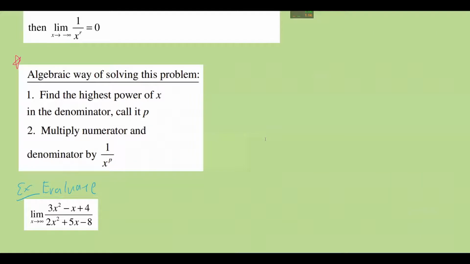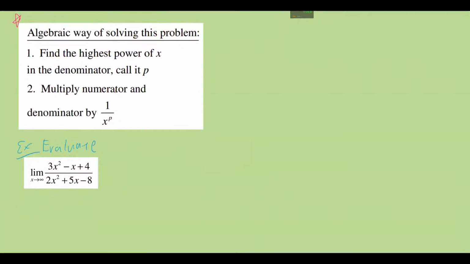Before we do our example, this is the important thing that we're going to use, the algebraic way of solving this problem. Step 1: we want to find the highest power of x in the denominator and call it p. Step 2: multiply the numerator and denominator by 1 over x to the power of p. So let's do step 1 first.